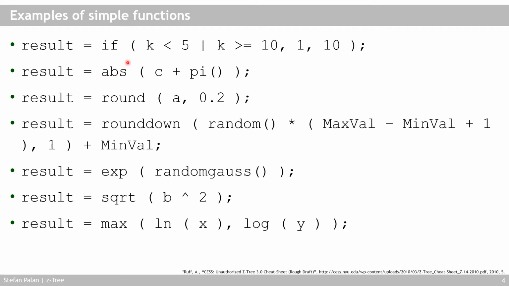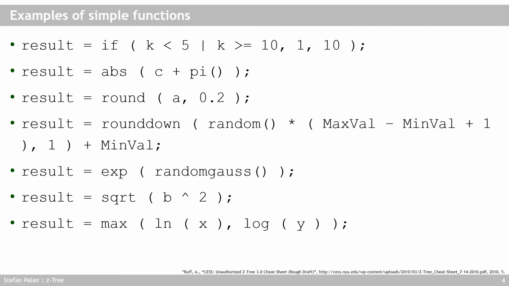Then you can calculate the absolute value of something. In this case, there is another function within the absolute value function, and that's the pi function, which just returns the value of pi. You can round whatever is in the variable a, and the way rounding works in settree is that you tell settree to round to the nearest multiple of whatever is put here. So it will round a to the nearest multiple of 0.2.